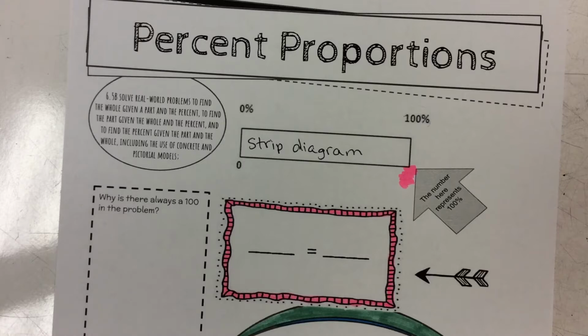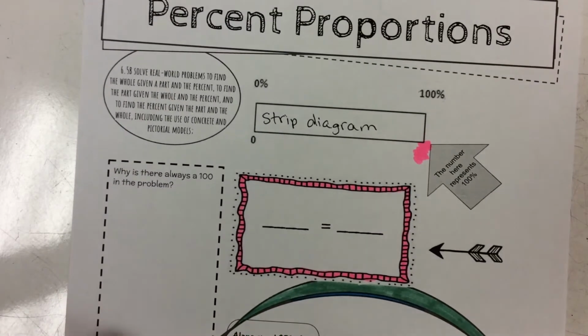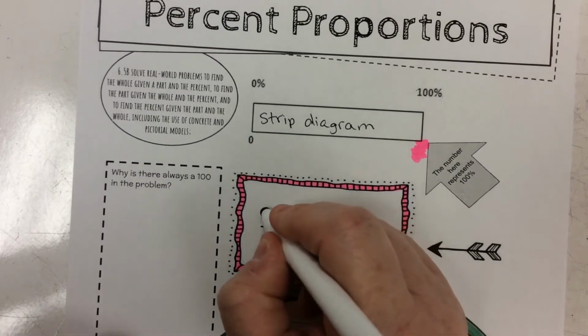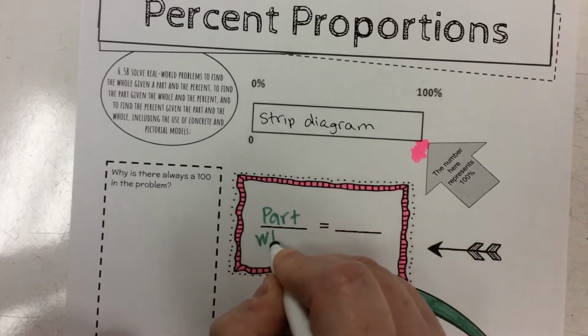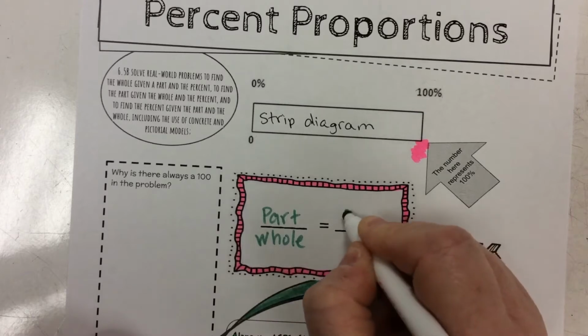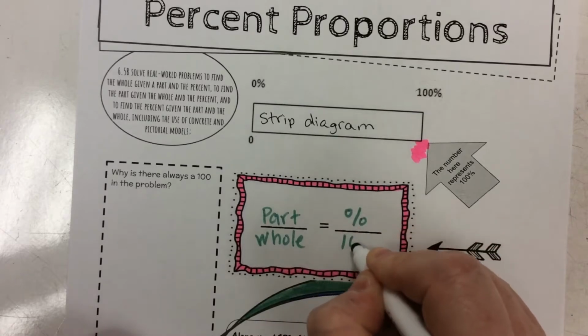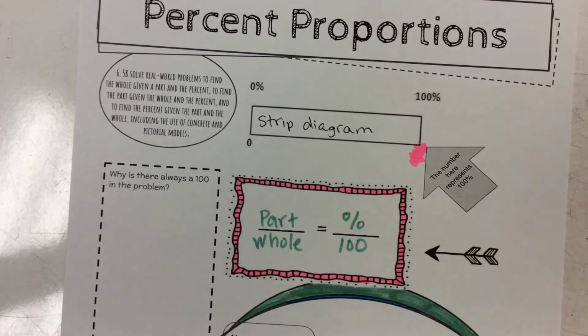And we'll talk a little bit more about what that means when we see a situation with it, okay? Now, you're going to hear us say a whole lot in this unit, part over whole equals percent over 100. We're going to say it every single day. So we're going to write it down here. Part over whole equals percent over 100. We're going to say it over and over and over until you're tired of hearing it.